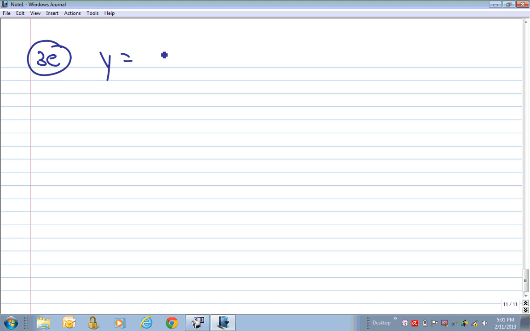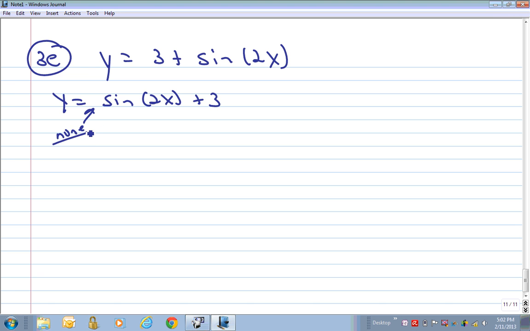We have y equals 3 plus sine 2x. I kind of like to rewrite this equation. I'm going to write it as y equals sine 2x, and since that's a positive 3, I'm going to say plus 3. I don't know why they put the shift in the front. I would put it at the end. There is no amplitude change or reflection. We do have a period change, and we do have a shift up.